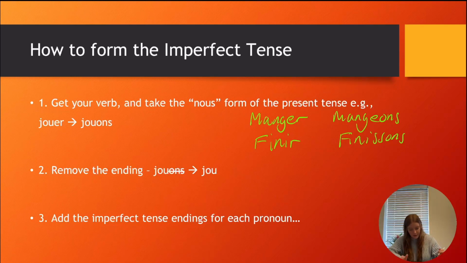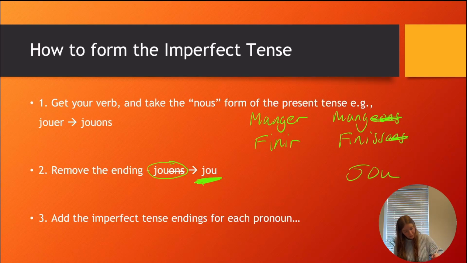And then we just take off the ending, okay? So like here, we've removed ons from jouons, so we've just got the root. We've got this root here, this stem, which is just jou. So here we take off ons, so we've just got mange. We take off ons, so we've just got finiss, okay? So now we're left with these stems of the verb. This is what we're left with in these examples.